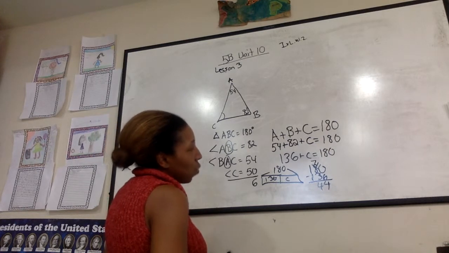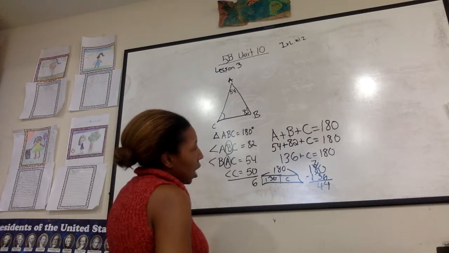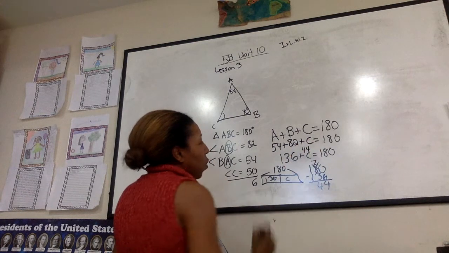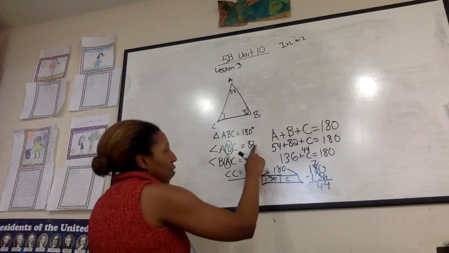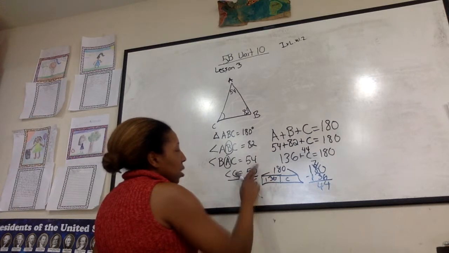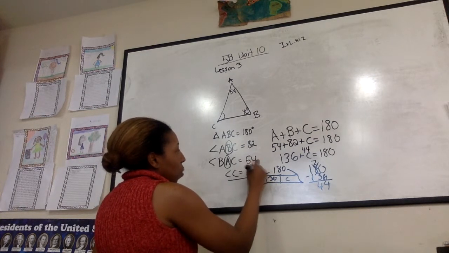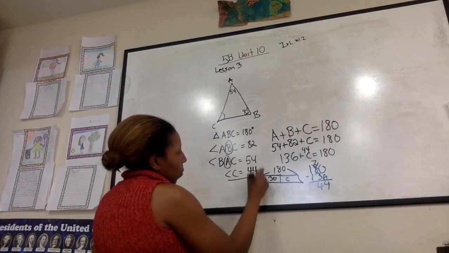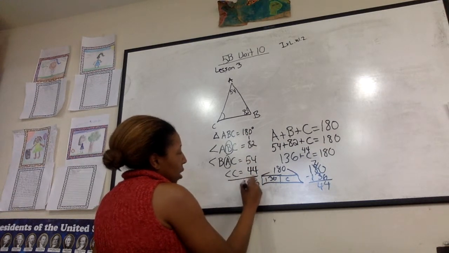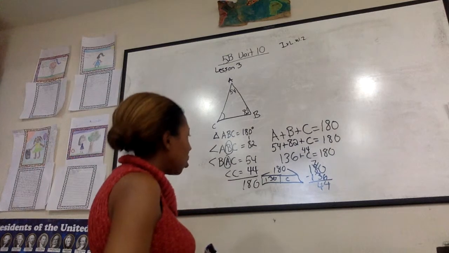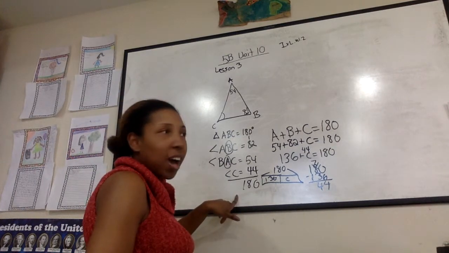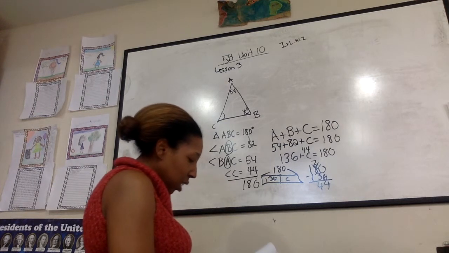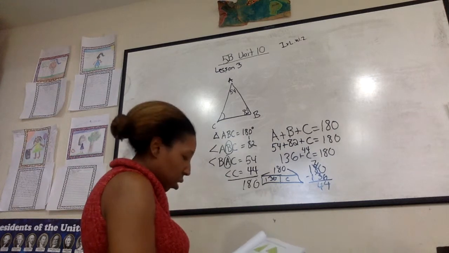Okay, so if that's 44 degrees, then I know C is going to be 44. Therefore, if I have this plus 44, I should get 180. And I do. Okay, so that is how you find the missing angle. It is going to give you different scenarios.